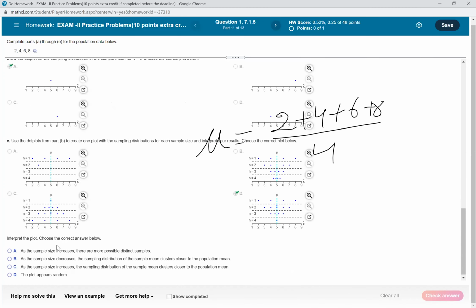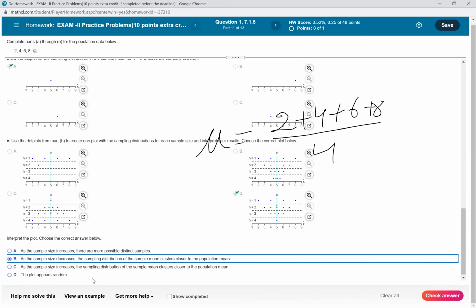Okay, so interpret the plot, choose the correct answer below. So what we can see from this plot is that when the sample size increases, the variability decreases, right? As the sample size increases, there are more possible distinct samples. That's not correct. As the sample size decreases, the sampling distribution of the sample mean clusters closer to the population mean. Yeah, that's what happened. So they cluster around the population mean.